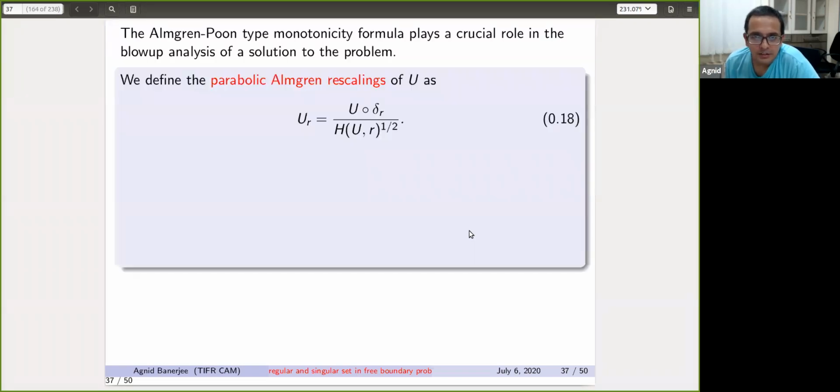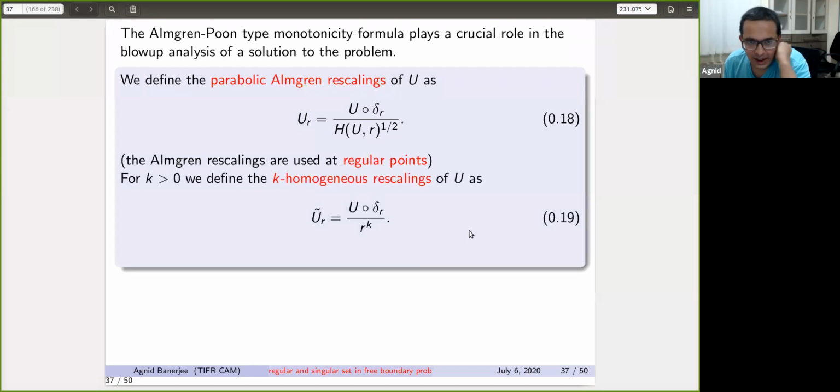So once you have this Poon type monotonicity, you start zooming in on the picture. You take the parabolic scalings and then you divide by this height function to a square root. And then I would also need another rescaling when I finally study the singular points, which is the homogeneous scaling, so to speak.